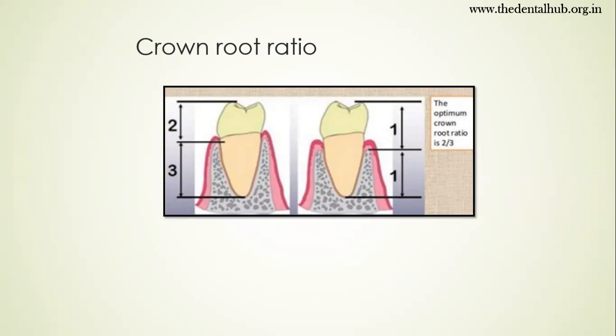This is a very common MCQ question also. They'll ask what is the optimum crown root ratio, and they'll put both the options. So optimum is 2:3, but 1:1 can also go.